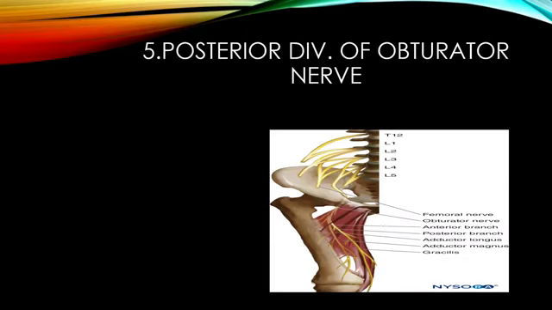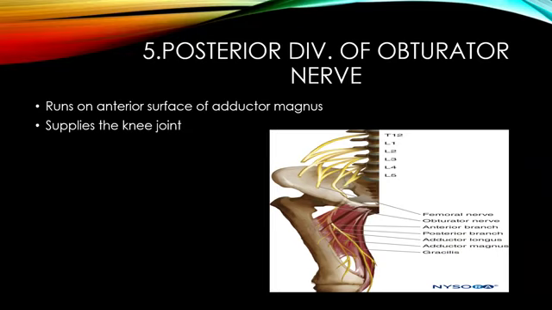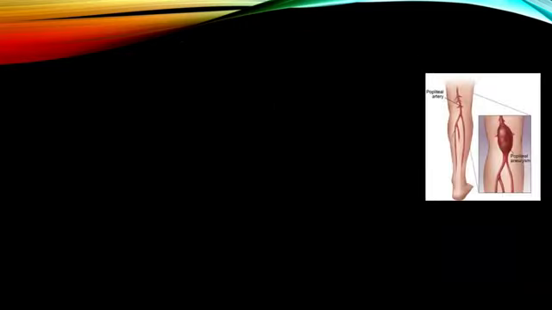Next, we have the posterior division of the obturator nerve. Though this is a picture where it is present near the spinal cord, still we can make out that this is the obturator nerve, this is the posterior division, and this is the anterior division. The posterior division of the obturator nerve runs on the anterior surface of the adductor magnus. If we remember, the adductor magnus makes the floor of the adductor canal. So it runs anterior to the surface of the adductor magnus, and it supplies the area over the knee joint.